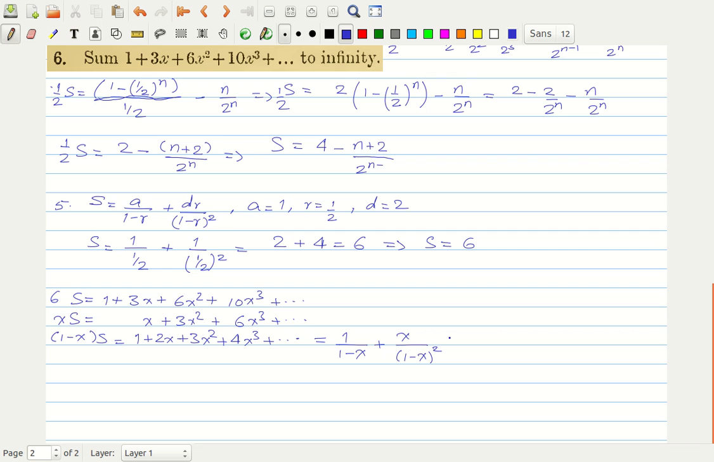So this is 1 divided by 1 minus x plus x divided by 1 minus x square. Now we can simplify this. This is simply 1 minus x plus x divided by 1 minus x square. So we get 1 divided by 1 minus x square. So what is sum s going to be? It is going to be 1 divided by 1 minus x cube, and we are done.